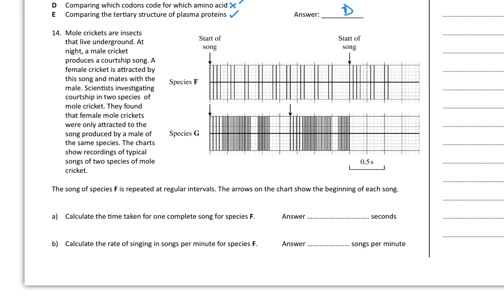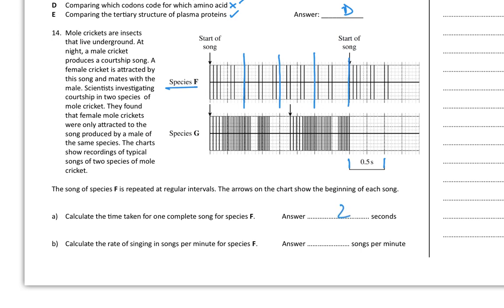Mole crickets, who knew, are insects that live underground. The courtship song, it's a bit of maths, but again, relatively simple. It's like, do I use my ruler or not? Well, my key here, 2 of those blocks is 0.5 of a second. It's species F, so I'm on this diagram here. How long does one song take? So there's 2 units there, so that's 0.5 a second, that's 1 second, that's 1.5 seconds, that's 2 seconds.